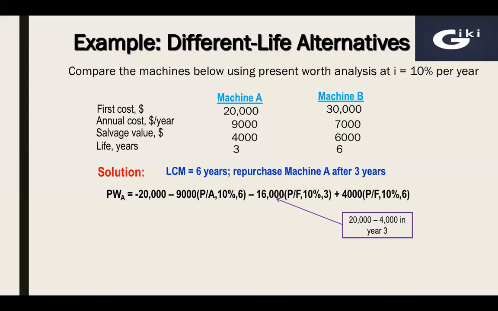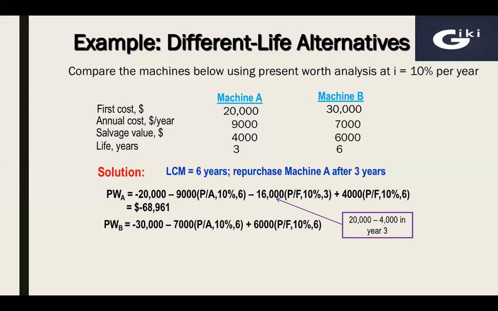But we need to convert this amount in present worth at time 0. So from time 6 to time 0, we have 6 time periods. That's why we'll use the P over F factor for 10% and 6 years. After making all these calculations, the present worth of machine A will be minus 68,961.